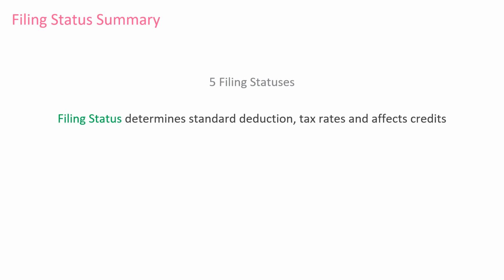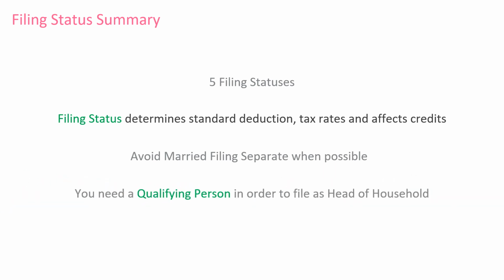In review, there are 5 filing statuses. Your filing status determines your standard deduction, tax rate, and eligibility for certain credits. You want to avoid married filing separately if you can, and you need a qualifying person to file head of household. These tests are different from the ones you'll learn next to determine dependency.